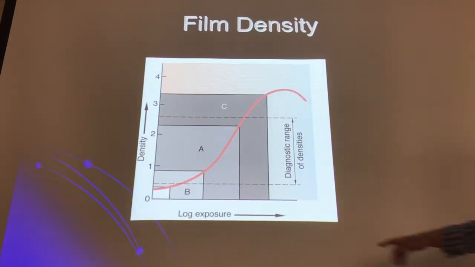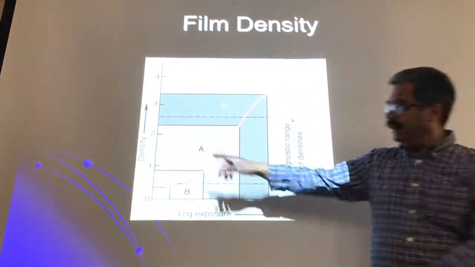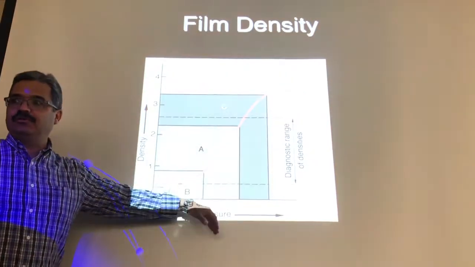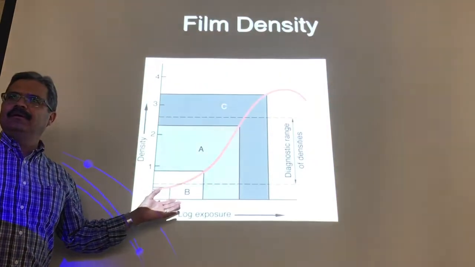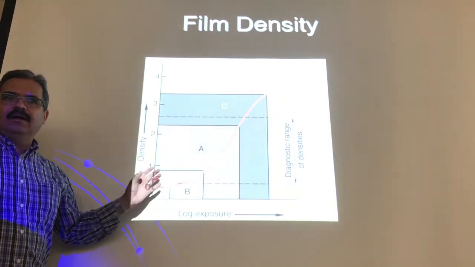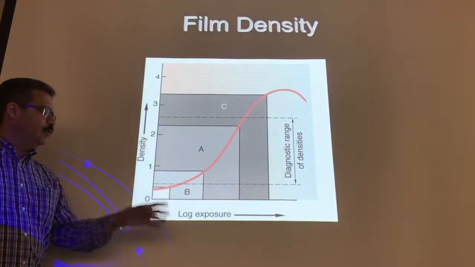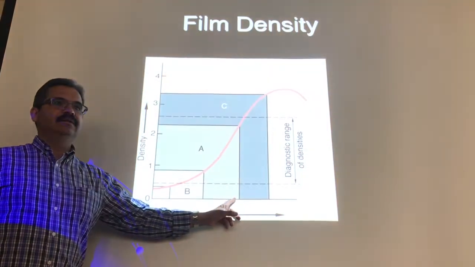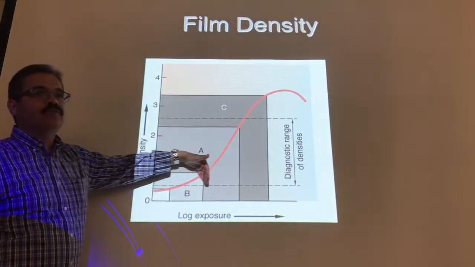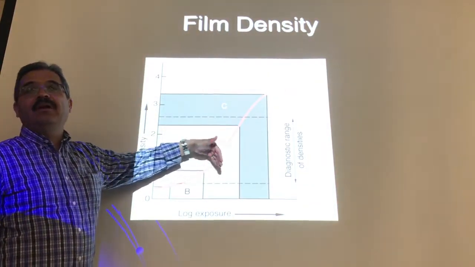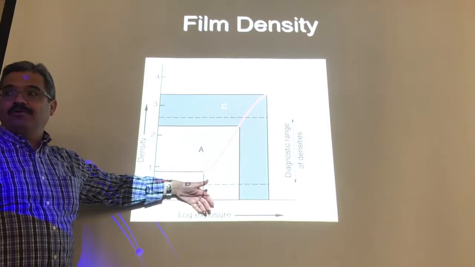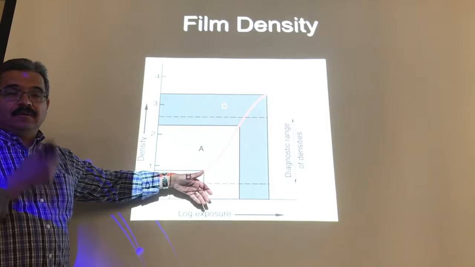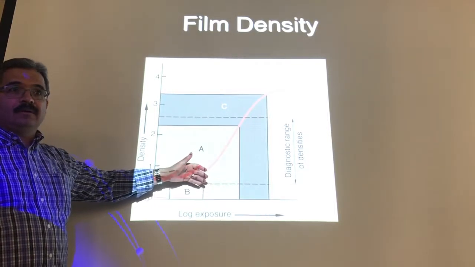Take a look. Exposure, and density. As you expose, the higher the exposure. For example, if we go from, let's say, 3 mAs, now we're going to 5 mAs. These are the shades of gray that will be demonstrated at that specific exposure value. Make sense? Yes or no? Okay.